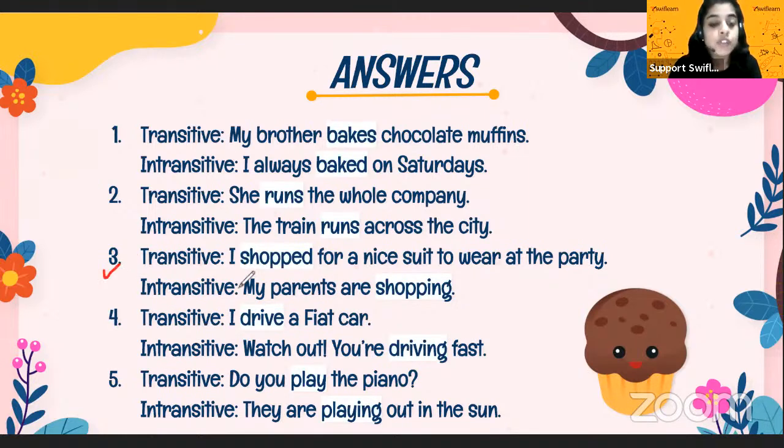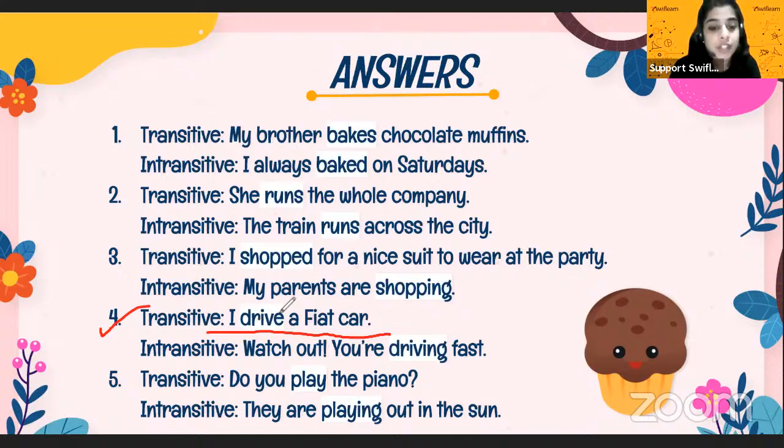Third one, transitive. I shopped for a nice suit to wear at the party. I, subject; shopped, verb; nice suit, object. Transitive. Now my parents are shopping. No object. You can also write these sentences for your reference. I drive a Fiat car. What do I drive? Getting the answer to what? This is the trick. Always keep it in your mind. You should get the answer to what if you need to understand whether your verb is transitive or intransitive.